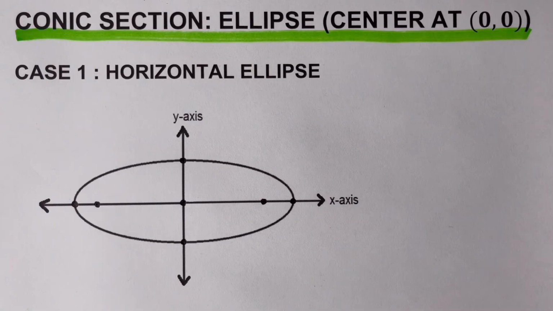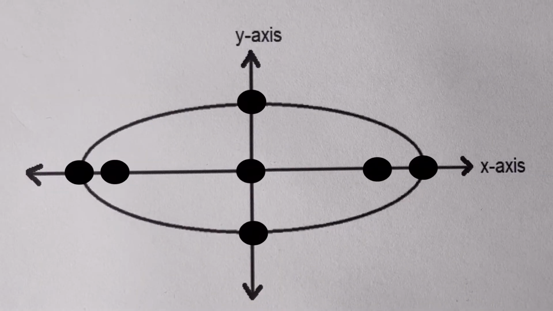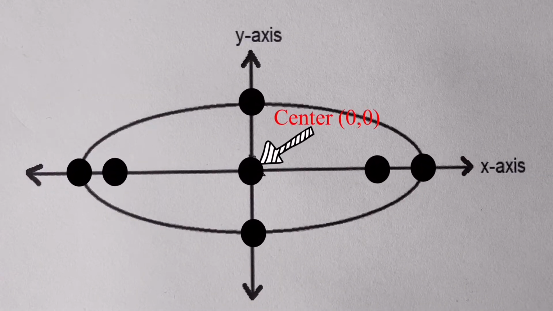We remember that there are two cases of an ellipse. The first case here is the horizontal ellipse. Before we go over this case, let's have the parts of every ellipse. The first part that we have here is the center. The center is halfway between the two diameters of the ellipse.